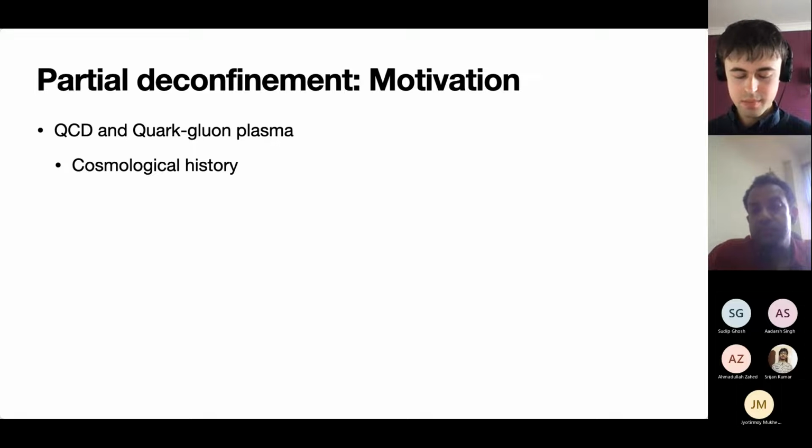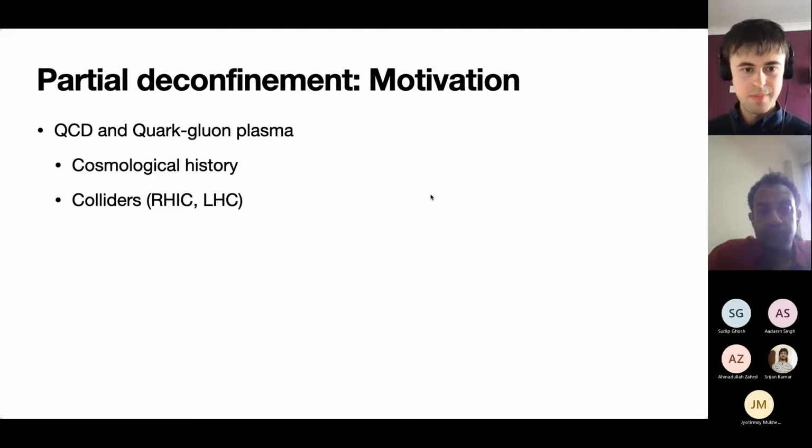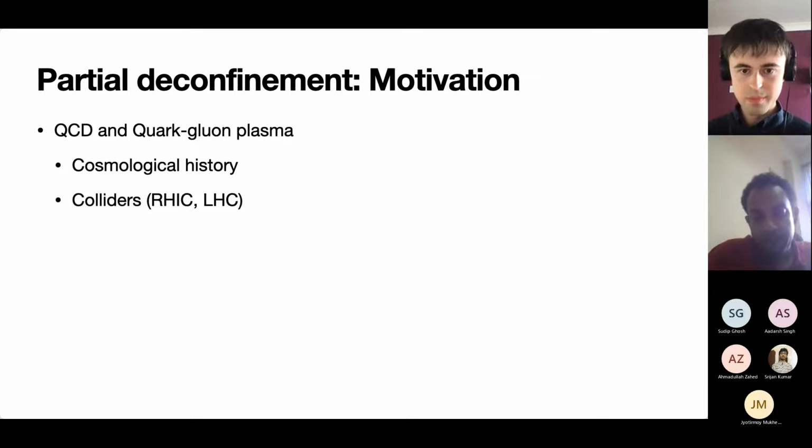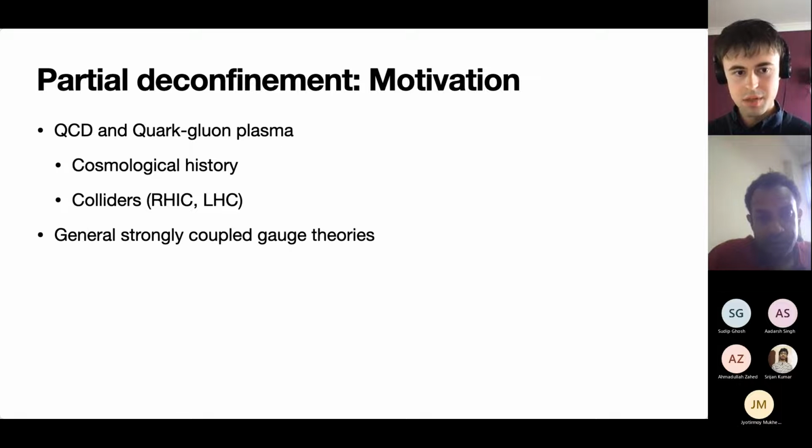Also, something like the quark gluon plasma appears in heavy ion colliders, such as RHIC at the Brookhaven National Laboratory, and at the LHC they have ALICE. And we claim that we'll need to know about partial confinement in order to understand these. Partial deconfinement is also a property of gauge theories in general, and it will be important to the task of understanding gauge theories at strong coupling.